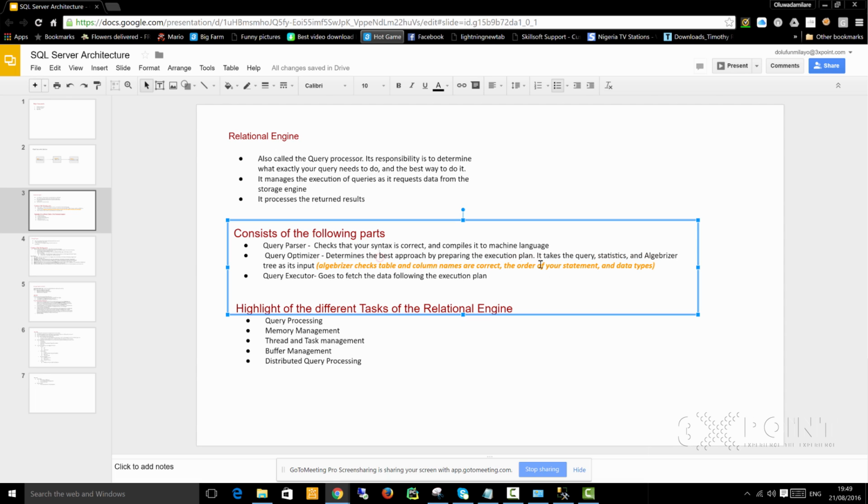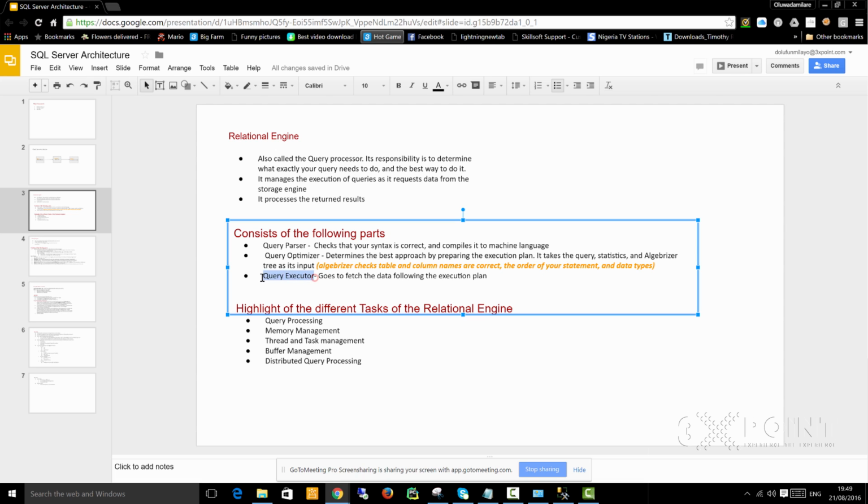So once all these inputs are passed to the query optimizer, which is a part of the relational engine, it is able to prepare an execution plan. That means if any of these things are wrong, let's take the query out of it because that's the user input, these other inputs are things happening within SQL Server. If any of them are wrong, it's going to affect the execution plan. And when we go deep into performance tuning, you will understand that these are the areas we're going to be focusing on to tune for the best performance.